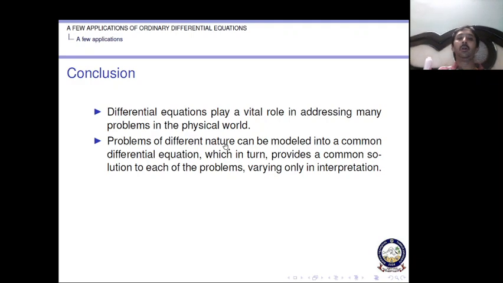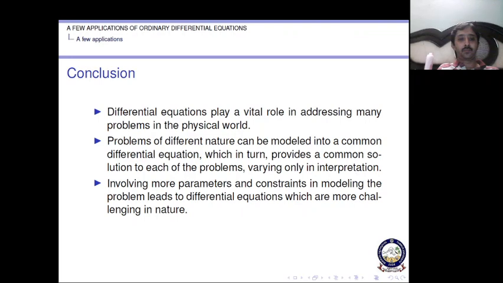As we saw in the previous two applications, both were two different problems altogether, but ultimately both gave us a simple ordinary differential equation, variable separable form. So they are going to give us a common differential equation whose solution can be accordingly interpreted based on the actual problem in the real world. Okay, this is another important observation which I wanted to mention here.